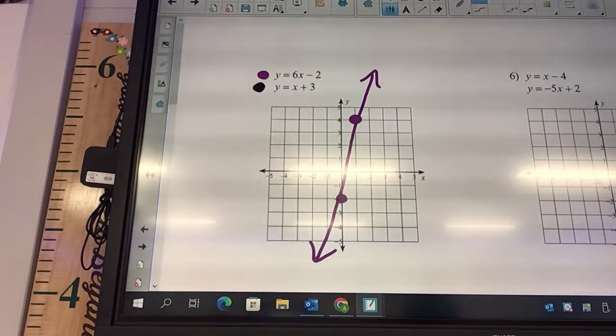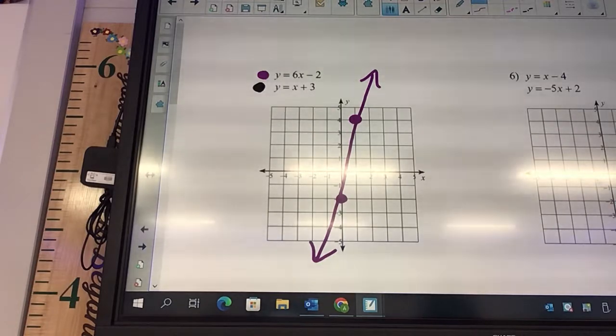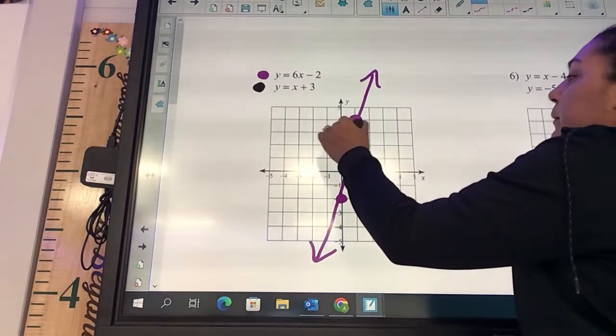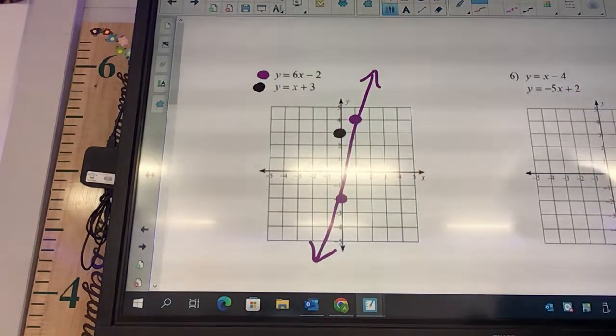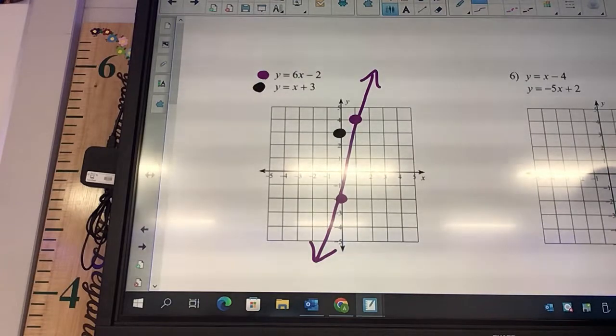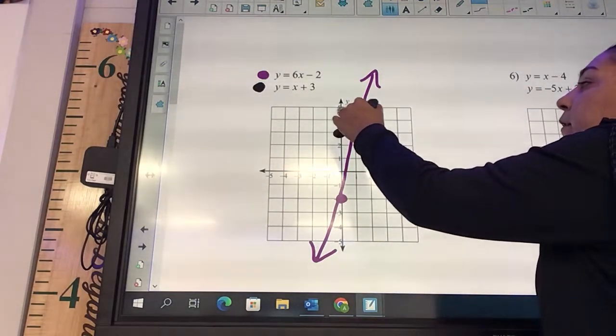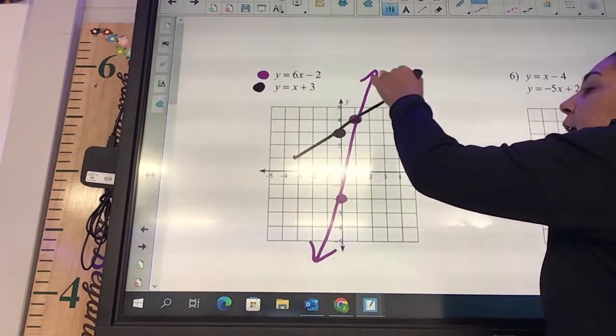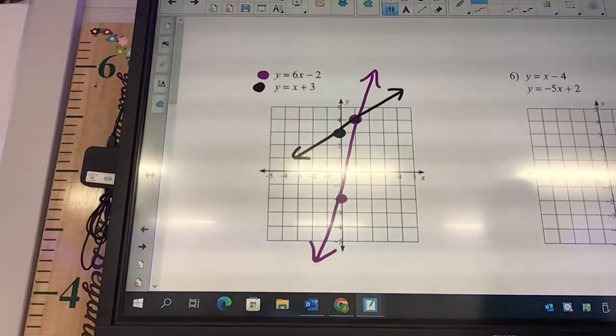Line 2, where does it start? Starts at 3. What is my slope? 1 over 1. So I'm going to go up 1 over 1, which way? To the right. Okay, and that's the only dots I got to do because they intersected.